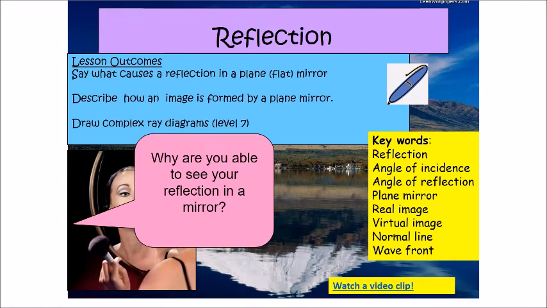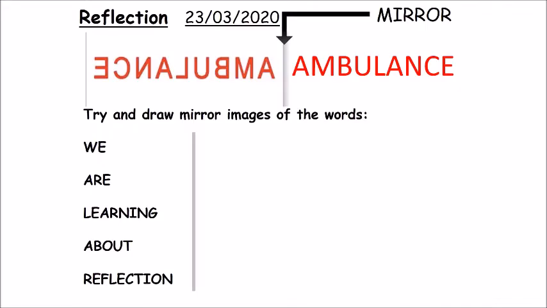So, today we're going to look at reflection and why you're able to see your reflection in a mirror. We're going to address your thoughts from the previous slide later in the lesson and try and learn some of these key words. So, here's a task for you to start. Write down the words we are learning about reflection, one word on each line. Now, try and draw a mirror image of those words. Pause the video and start again when you've finished.